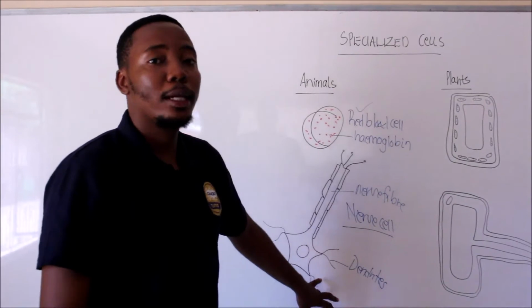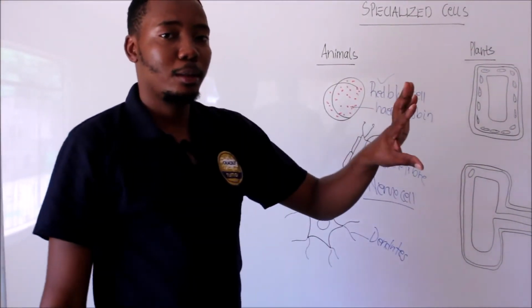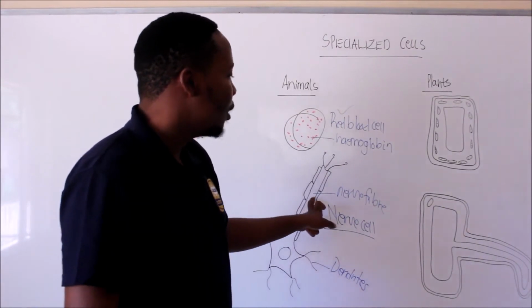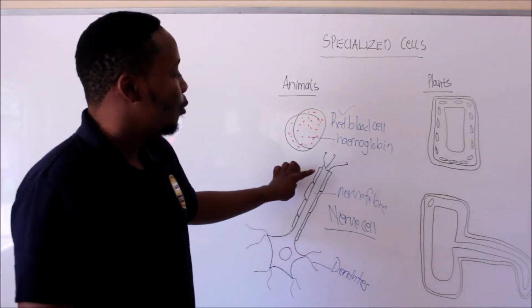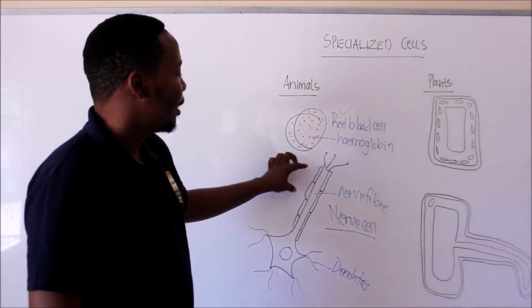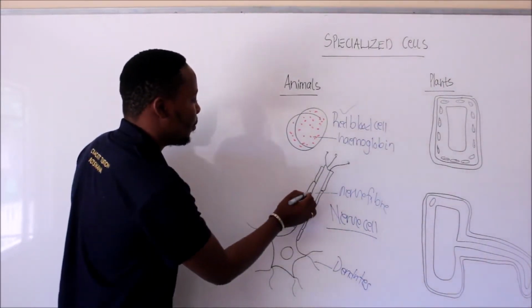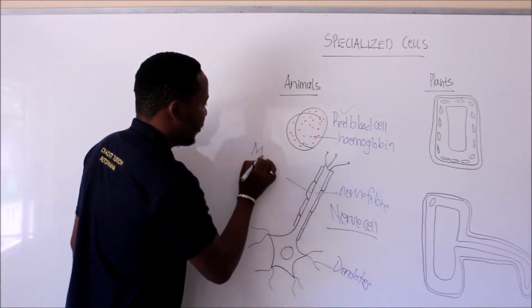So the dendrites will collect your impulses from different stimuli, and then those impulses will travel through a nerve fiber to the nervous system. And then if you look around the nerve fiber, there is another external layer here. We call this the myelin sheath.